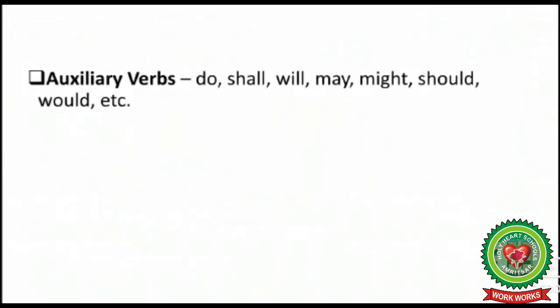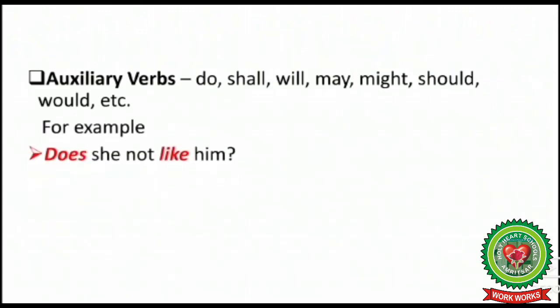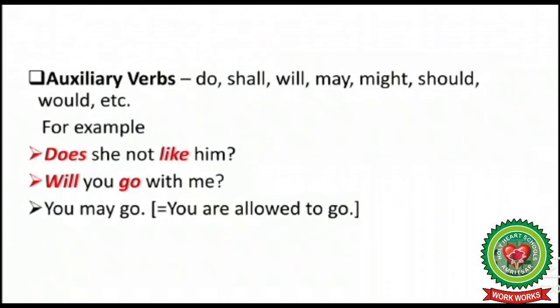Auxiliary verbs do, shall, will, may, might, should, would, etc. We do not take to after them. For example, does she not like him? Will you go with me? You may go. You are allowed to go. Instead of saying you are allowed to go, we can say you may go.